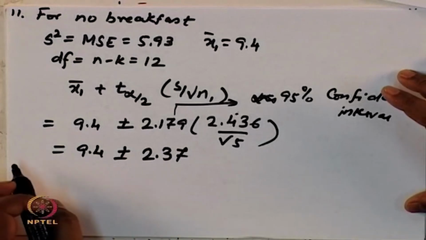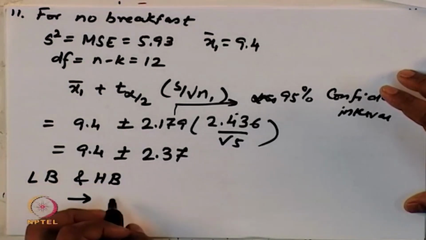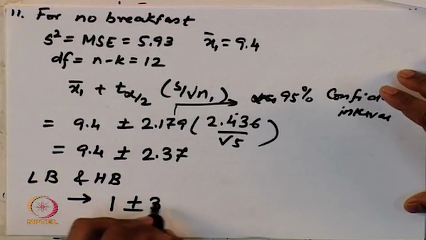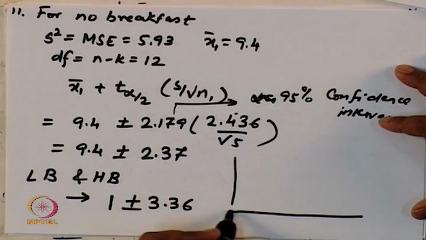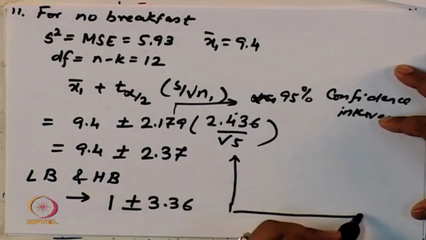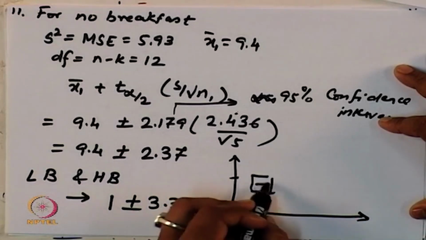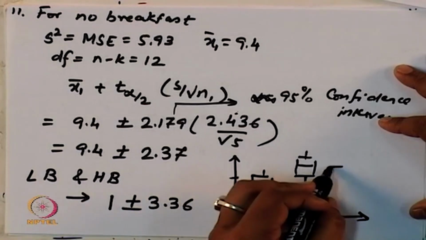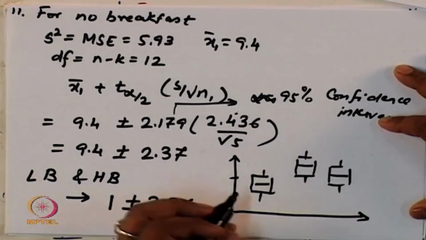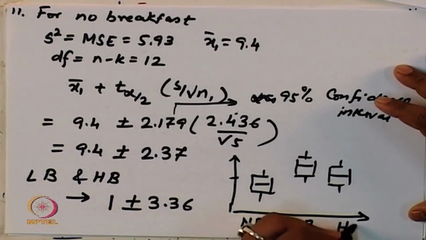Okay. You can similarly estimate the difference of means between light breakfast and heavy breakfast, and that comes out to be 1 plus minus 3.36. So, if I were to plot the three conditions and the distributions, this is what the curve would look like. So, this was no breakfast, light breakfast, heavy breakfast.